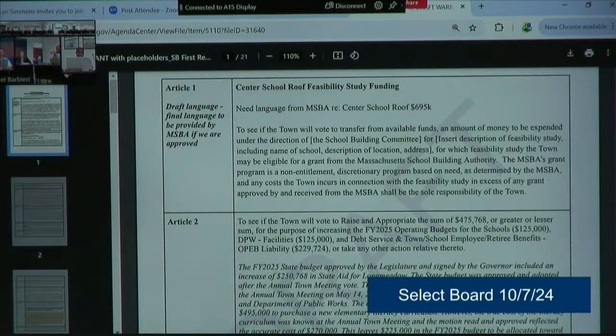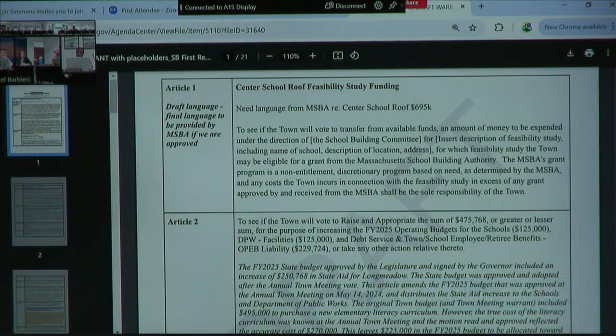So this is kind of the first time we're looking at the actual warrant, even though we've discussed these articles throughout our work over the past year. We're taking a look at what this looks like all together. We are going to do a review tonight, and then at our next meeting on October 21st, we're going to actually vote to adopt the warrant.